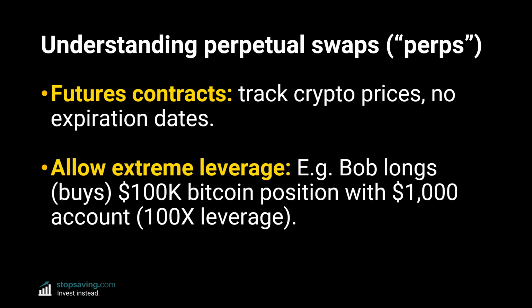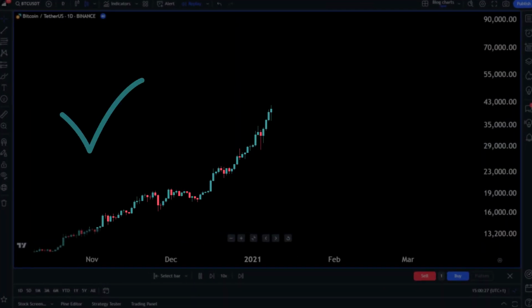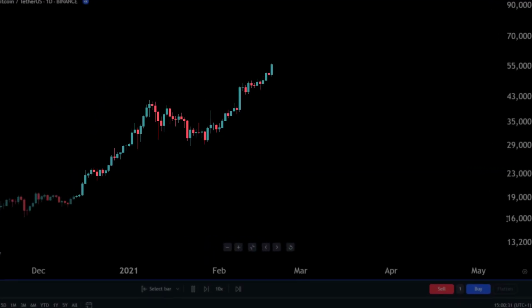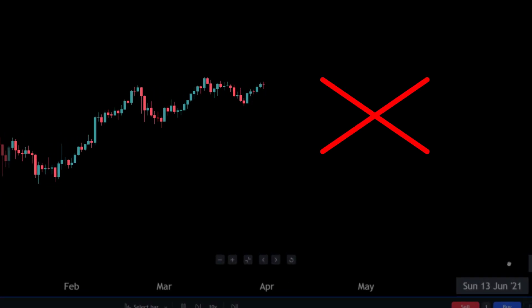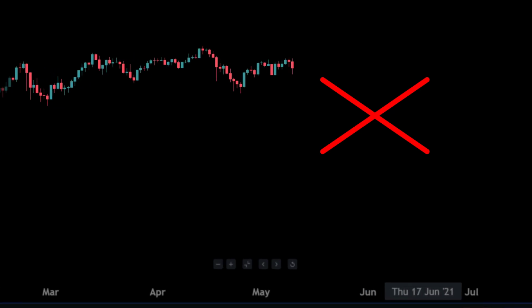For example, Bob wants to enter a long buy trade for $100,000 via a Bitcoin perp, but he only has $1,000 in his trading account. So Bob takes a 100x leveraged long position with his $1,000 to boost his trade size. This could work great for Bob if the Bitcoin price goes up, since he'd earn profits on a $100,000 position. But his $1,000 account would be completely wiped out, i.e. liquidated, if the price of Bitcoin dropped by just 1%. So thanks for playing, Bob.